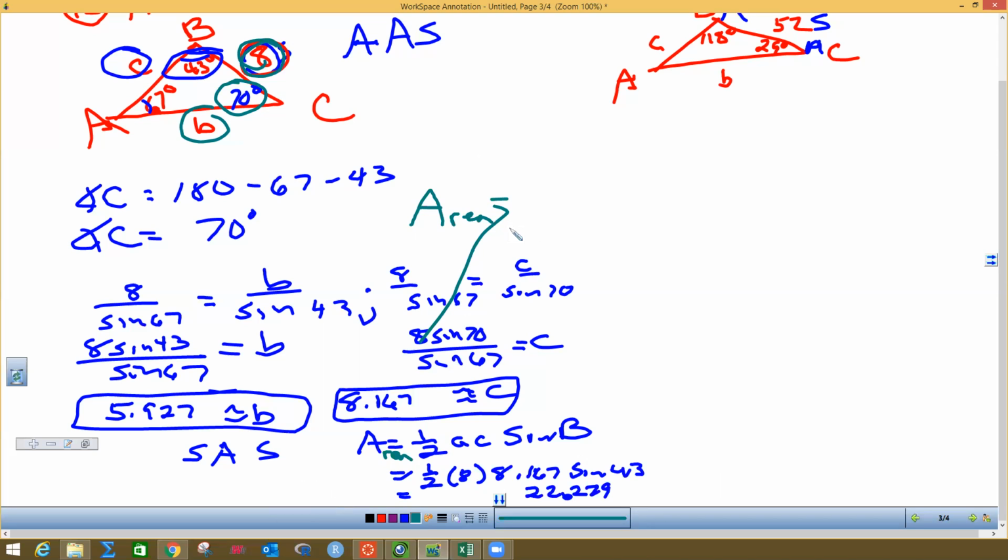Area, that's cool. It's going to be 1/2. Now I got C, so angle C, so sine C is out there. So this is B and C. Oops, A and C, A and B, sorry. It's got to be the other letters. So this is going to be 1/2 times 8, and then B.